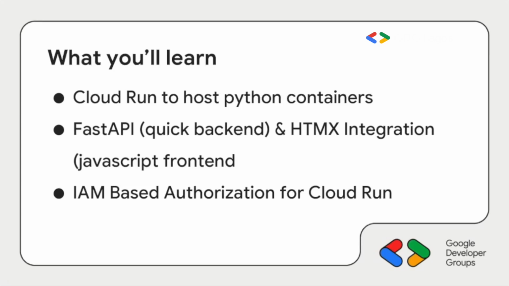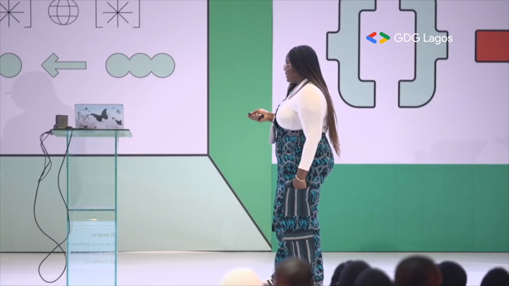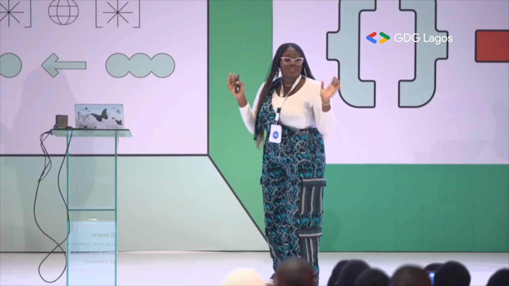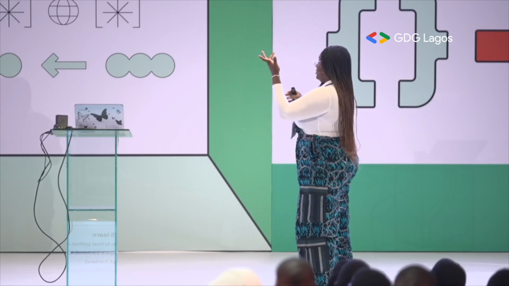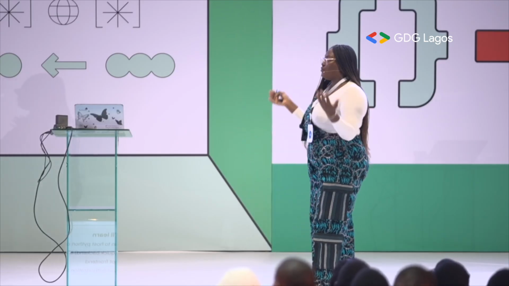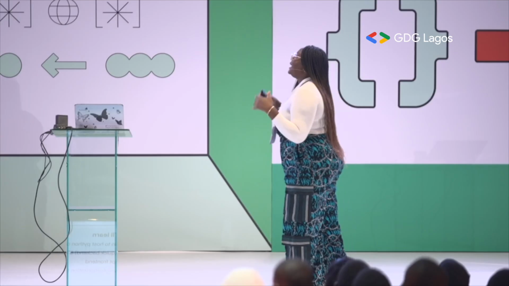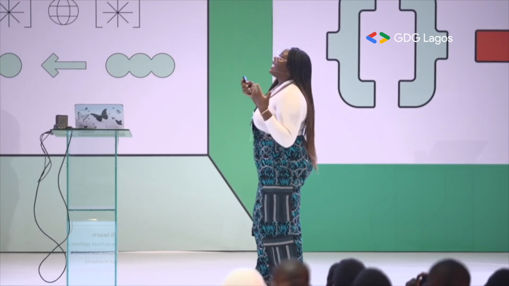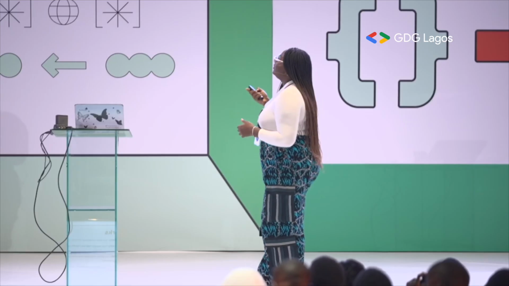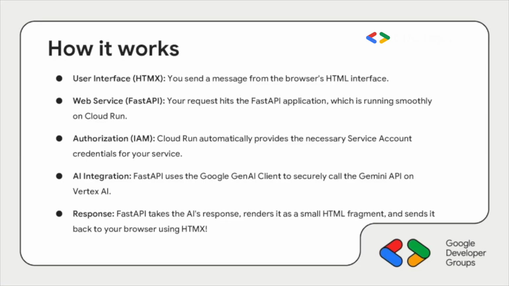So I'm just going to go straight into the workshop today so you get to have a feel of how things work. Today you're going to learn how to use Cloud Run to host Python containers. We're going to be building a simple chatbot. It's going to have a basic front end with HTMX, just so that we don't do a lot of JavaScript today, and FastAPI. Then we're going to learn a bit more about the IAM-based authorization for Cloud Run. Great. How's it going to work?